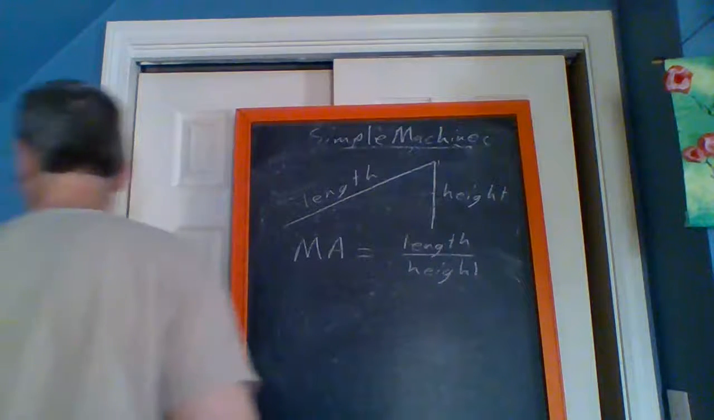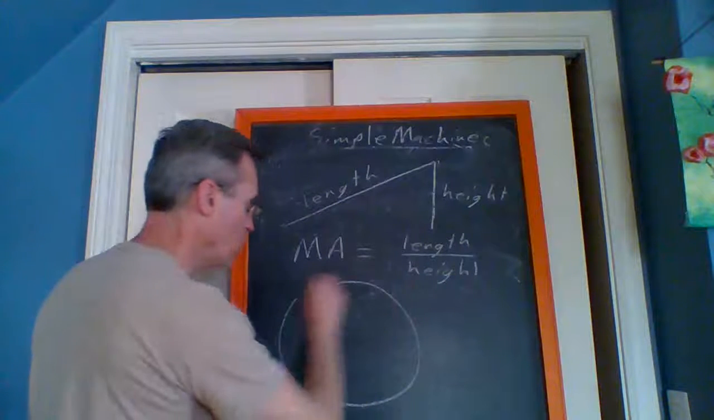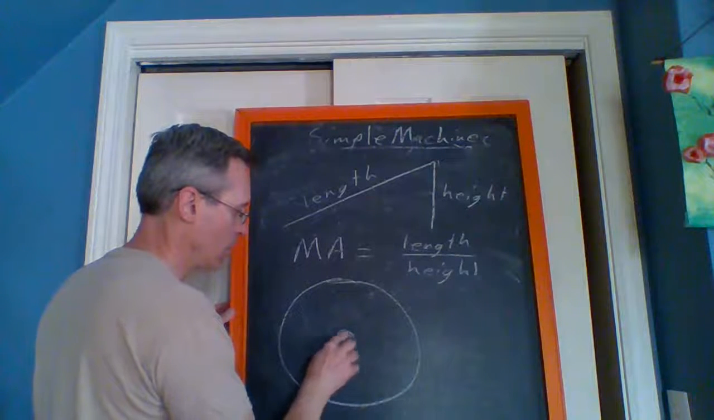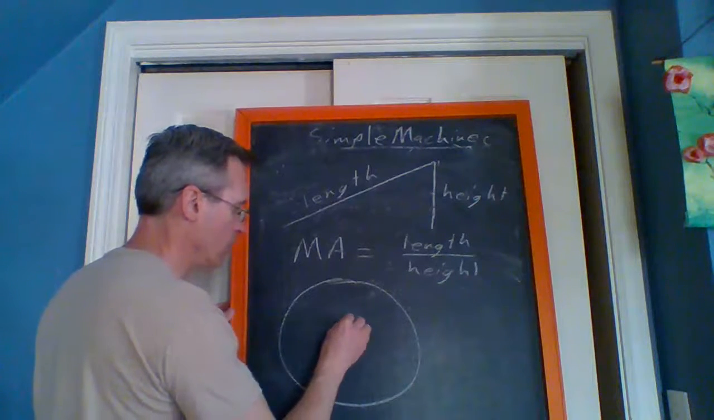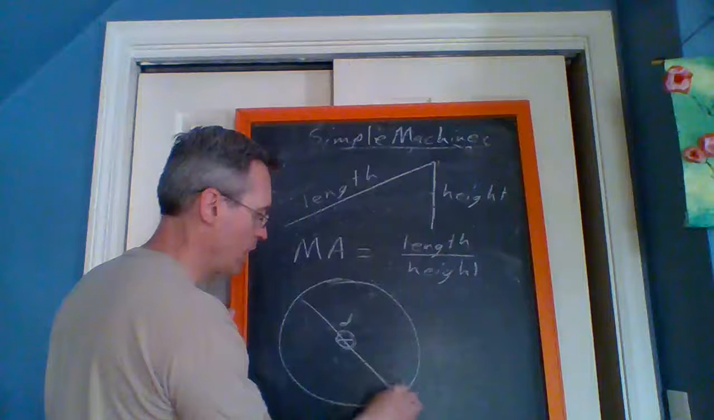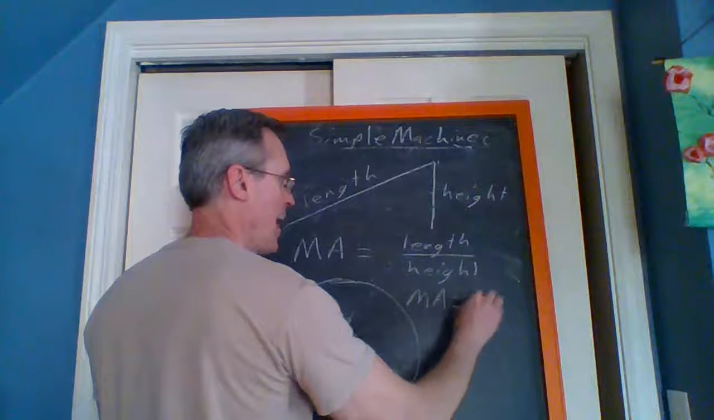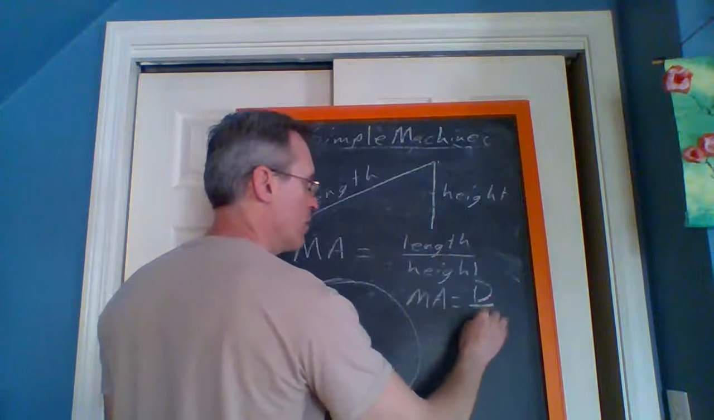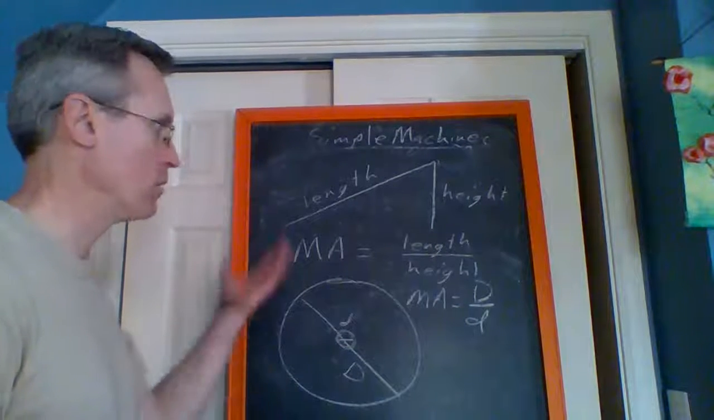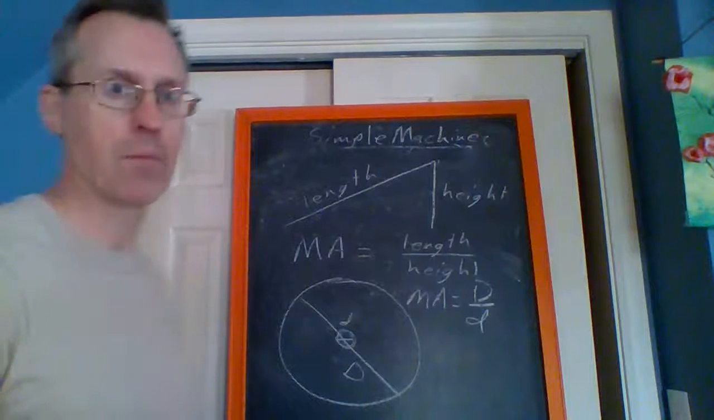And the mechanical advantage for a wheel and axle: here's a wheel and axle, here's the axle, a circle, and the axle has a little diameter, and the wheel itself has, I'm going to draw it this way, a big diameter. The mechanical advantage for a wheel and axle is the big diameter divided by the little diameter. These are easy calculations, similar to the lever. You just divide two numbers, usually the bigger number by the smaller number.